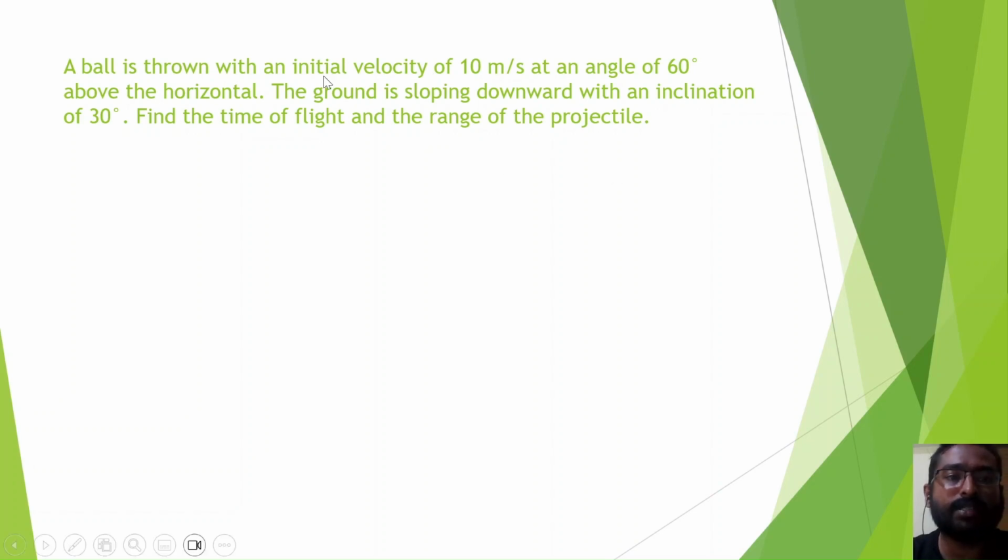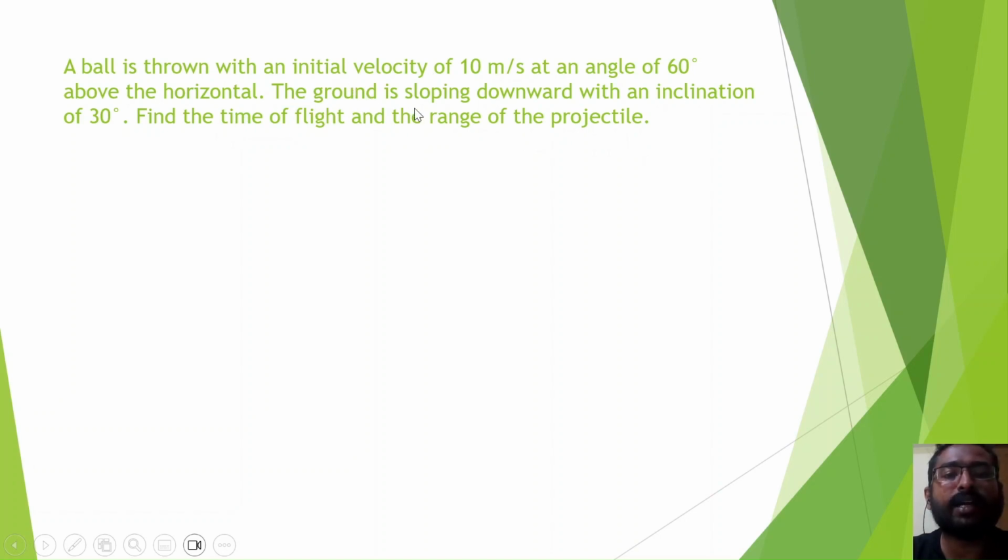So our question is, a ball is thrown with an initial velocity of 10 meter per second at an angle of 60 degree above the horizontal. The ground is sloping downward with an inclination of 30 degree. Find the time of flight and range of the projectile. So that is the question, okay.